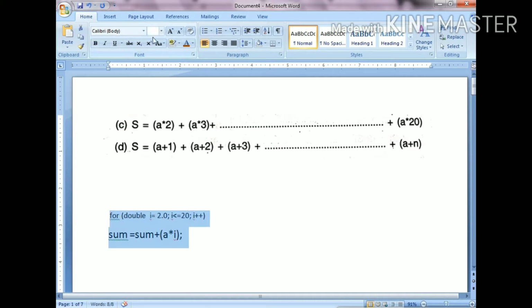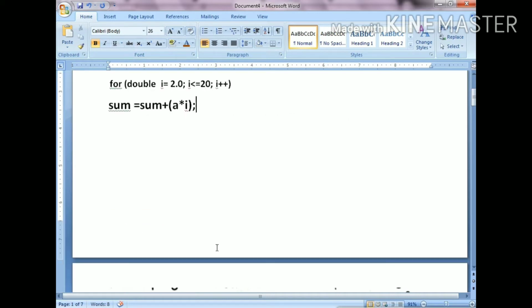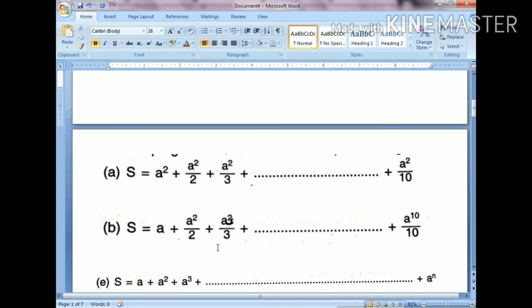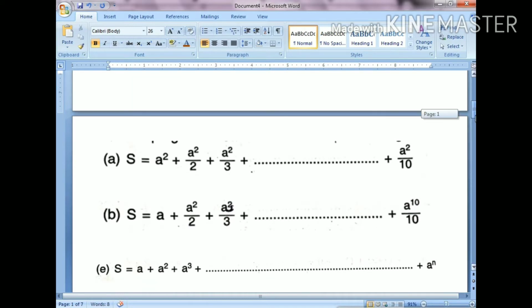That is the answer of question number C. So question C and D is done. Now see these three here. You can see a square, a3, that looks similar to question B. And question A, I just let to tell you. First I discuss about B and E.